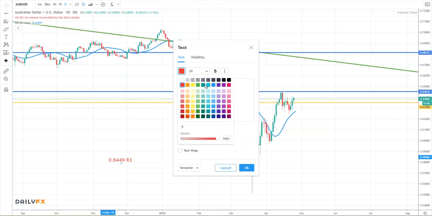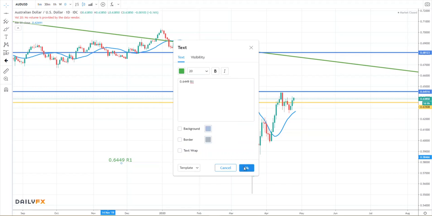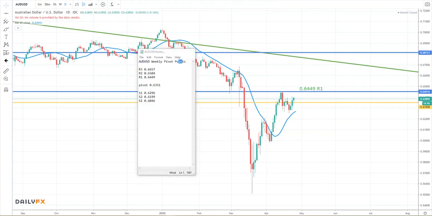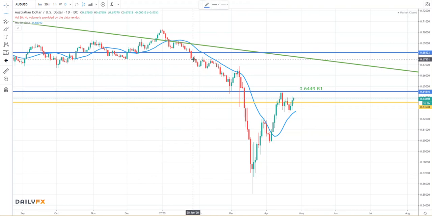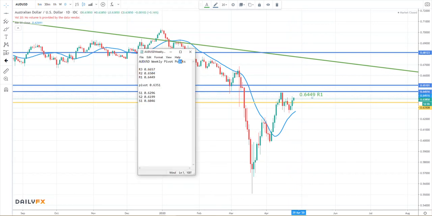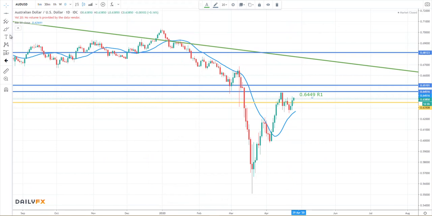Let's go ahead and put this in a different color. Okay, I like looking at lots of green in my charts. I'm not sure about you. So here we go, 64.49 R1. And our next resistance is going to be 65.04. So price could go a little bit further up to here. Here, R2, 65.04.